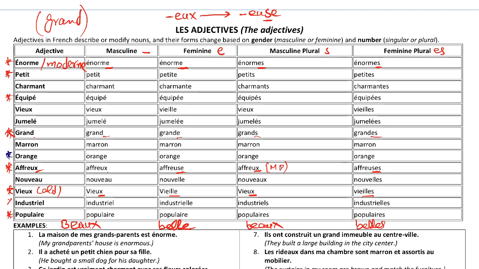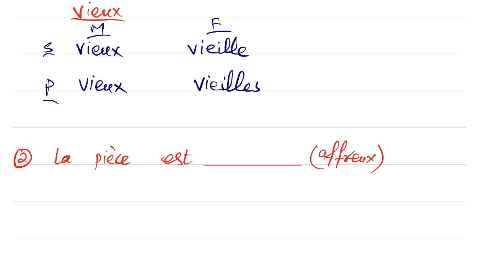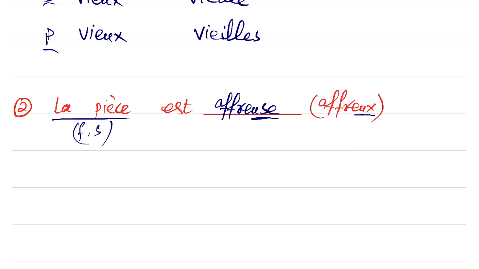Let me give you a few examples. We say, second sentence, let me write it here. La pièce, the room. La pièce est, and you need to fill this blank with these adjectives. Affreux. Affreux means dreadful. Because this noun is feminine, you change it into affreuse. EUX changes into EUSE because it's a feminine singular noun. So we change the adjective according to it.